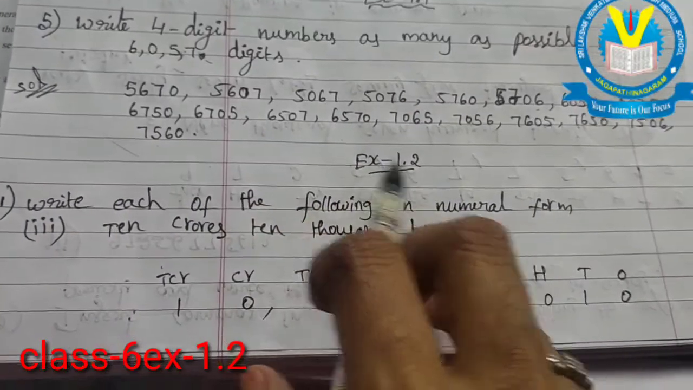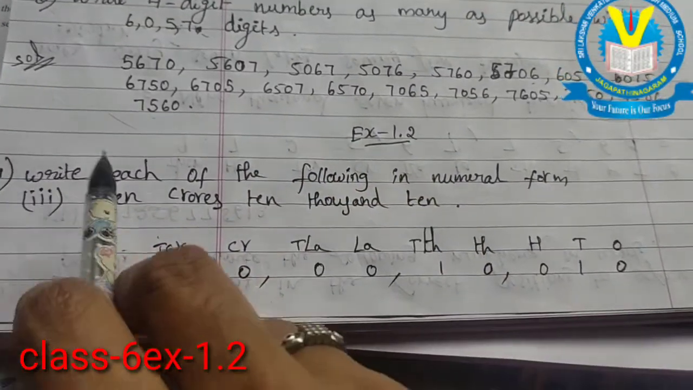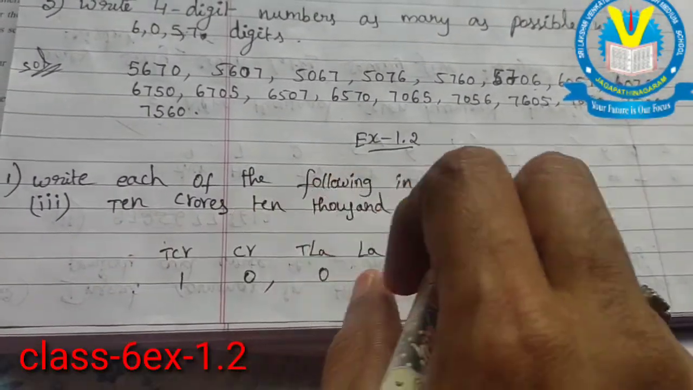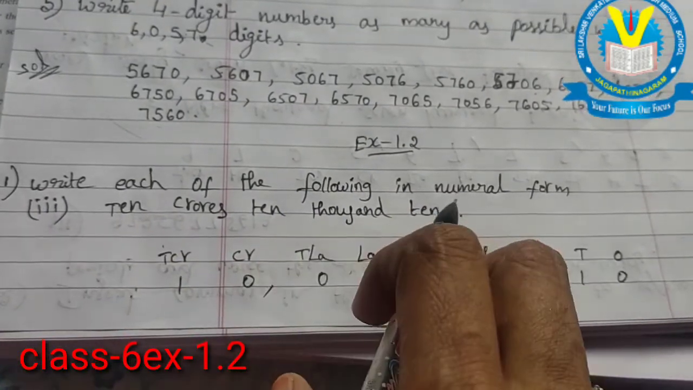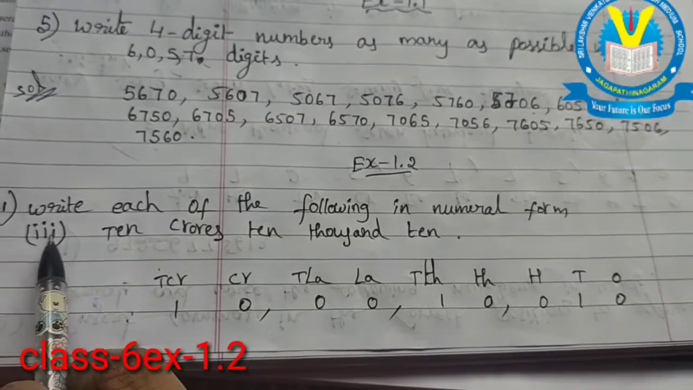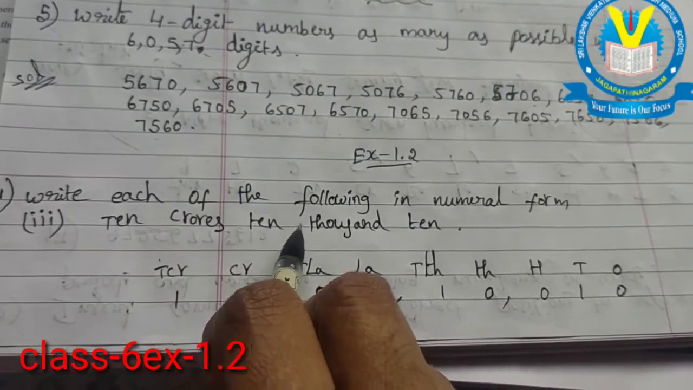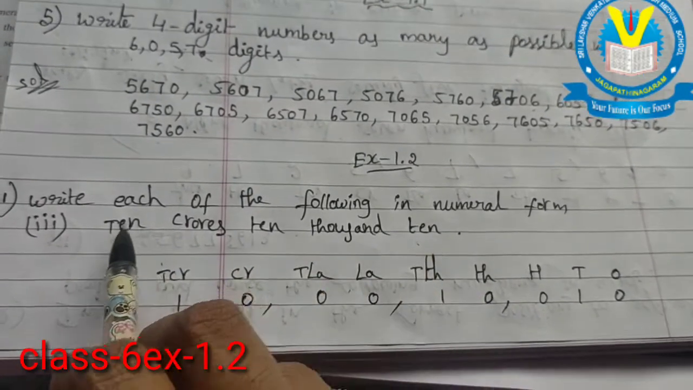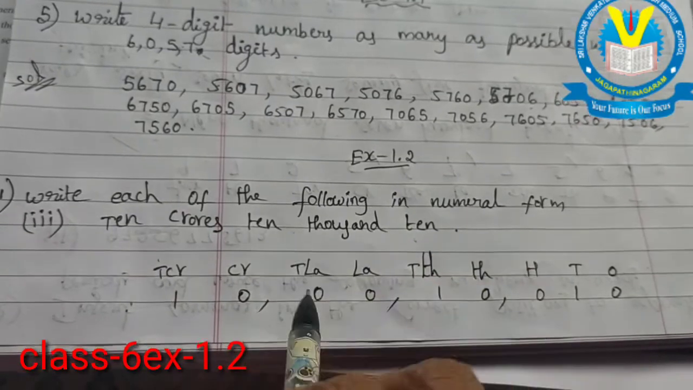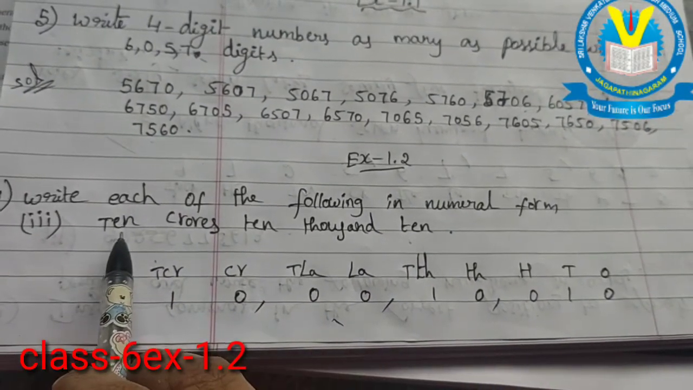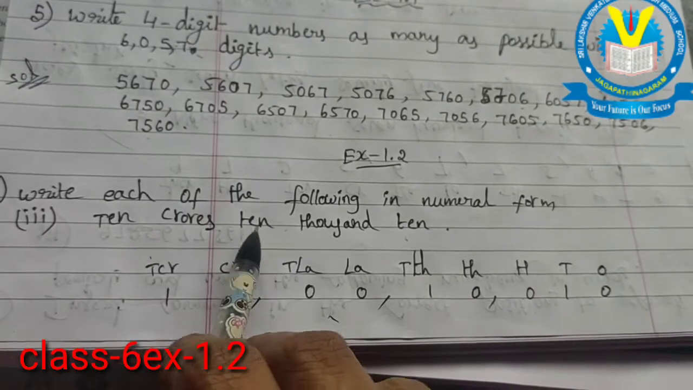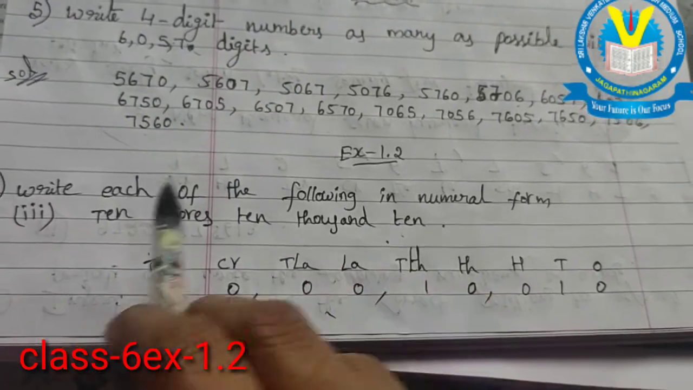Okay, exercise 1.2, first one. Write each of the following in numeral form. For the third one, it is 10 crores 10,000 10. Here the number name is given, and you have to write it in numbers. Okay. First, observe the question. 10 crores 10,000 10.